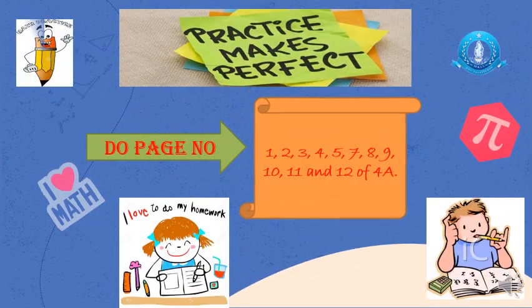Now here I am going to give you one soft reminder. At the end of this week, make sure your workbook is completed. Look at the pages which you have to do this week: page number 1, 2, 3, 4, 5, 7, 8, 9, 10, 11 and 12. You will complete all these pages. You will take pictures and upload them in Google Classroom. As soon as possible, do all your work and upload it on Google Classroom.